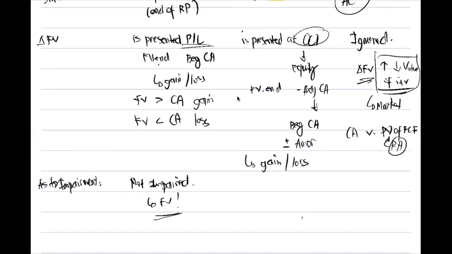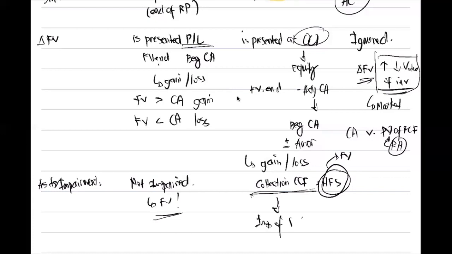Now, in your FVTOCI, will we impair it or not? Sir, it is already measured at fair value. We should not impair it. No, you are wrong there. Remember, in your FVTOCI, we have a collection of contractual cash flows, plus held for sale. It is only measured at fair value because of this held for sale. So we still have a collection of contractual cash flows. So our problem here is the impairment of the collection. That's why we can impair. FVTOCI can be impaired.